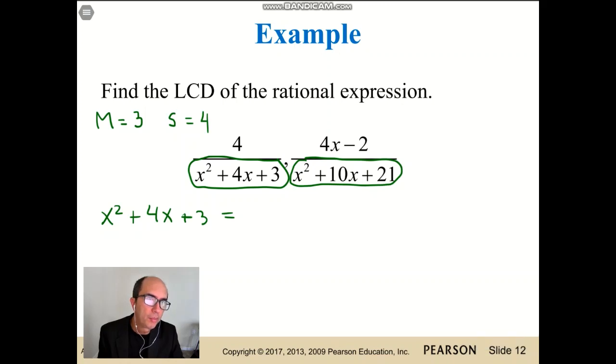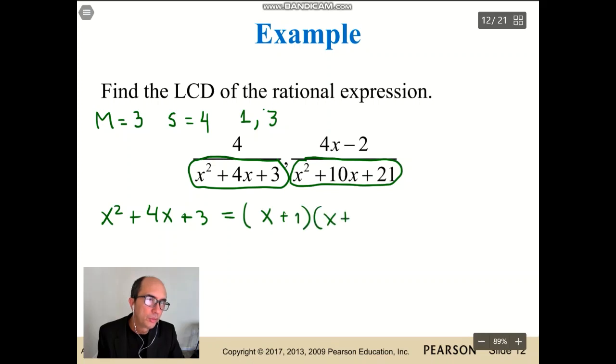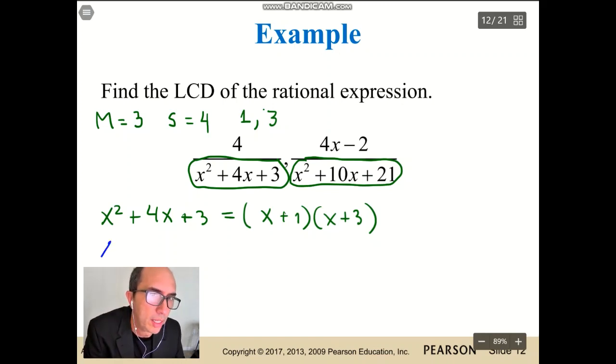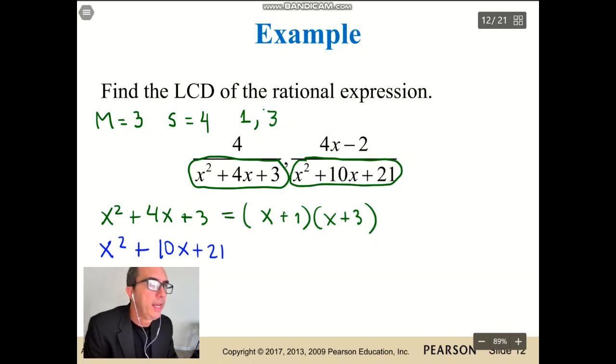And I can think about 1 and 3. Right? Multiplication 1 times 3, 3. 1 plus 3, 4. Good. That means you can rewrite this one here as x plus 1 times x plus 3. Let's check the next one. Now we have the denominator x squared plus 10x plus 21. Same thing, let's write here on top.